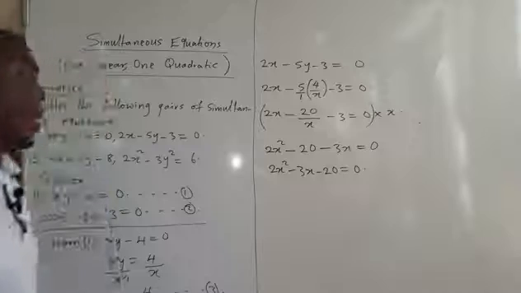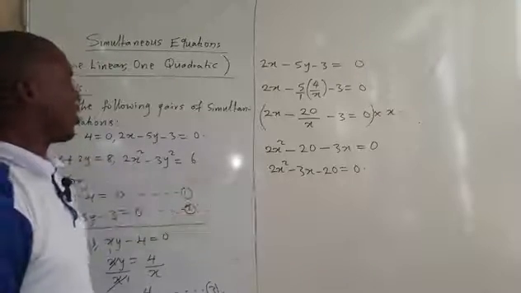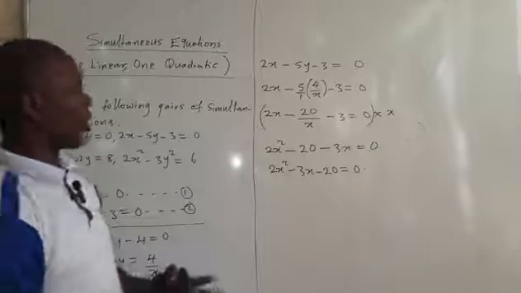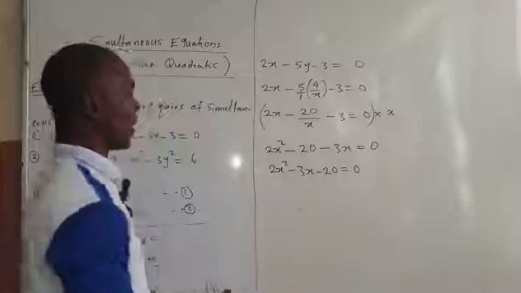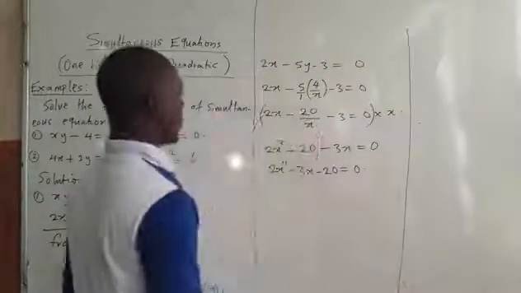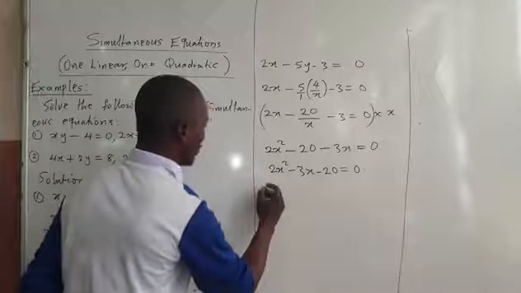So this leads to what? A quadratic equation. We can now solve this quadratic equation either by formula method, factorization method, or completing the square method, as the case may be. So let me go by the formula method.